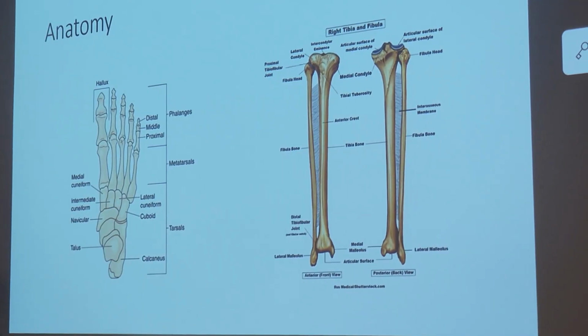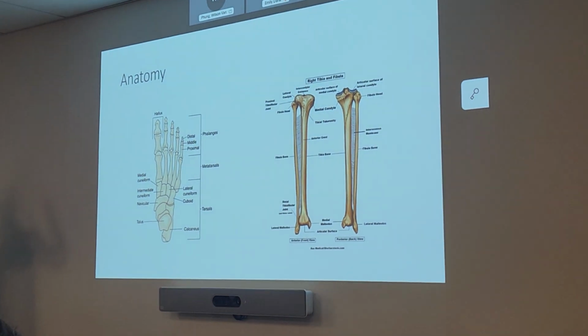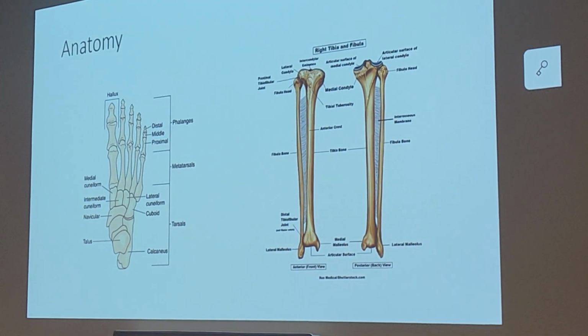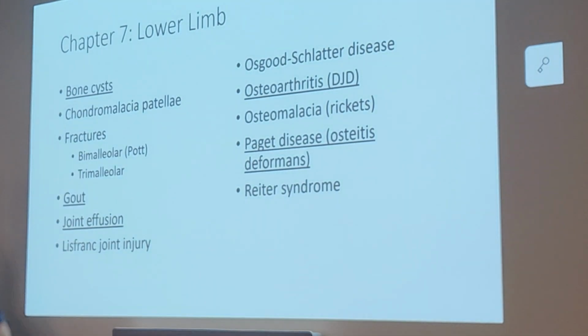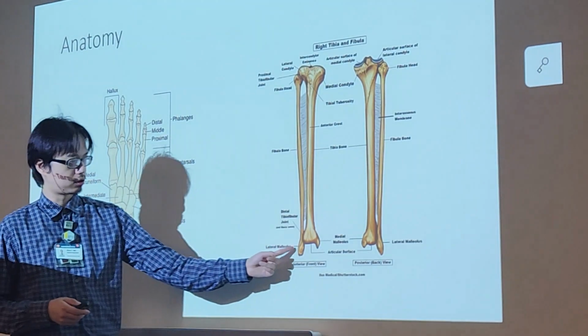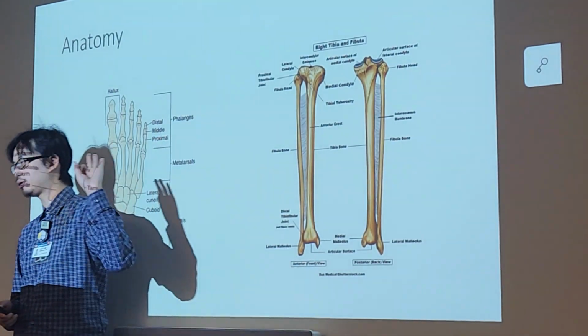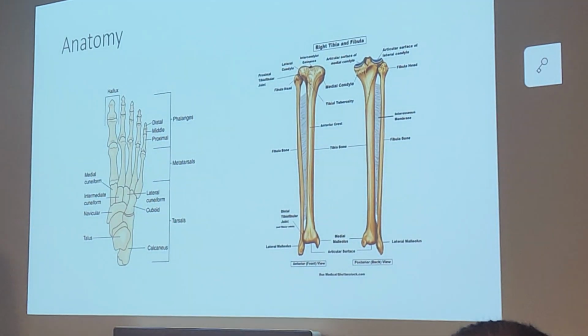Have you seen the term malleoli before? Fractures? What kind of fractures do we have? Bi meaning two, and tri meaning three. That's right. So, bimalleolar, trimalleolar, right? Either we break two of these malleoli, or we break all three of these malleoli.